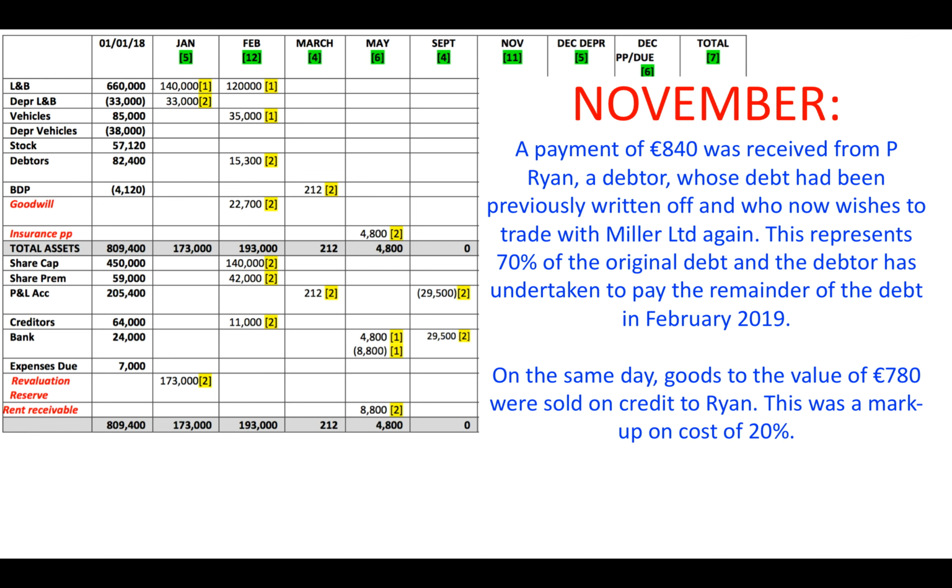Now, November is a big one. So a payment of €840 was received from P.